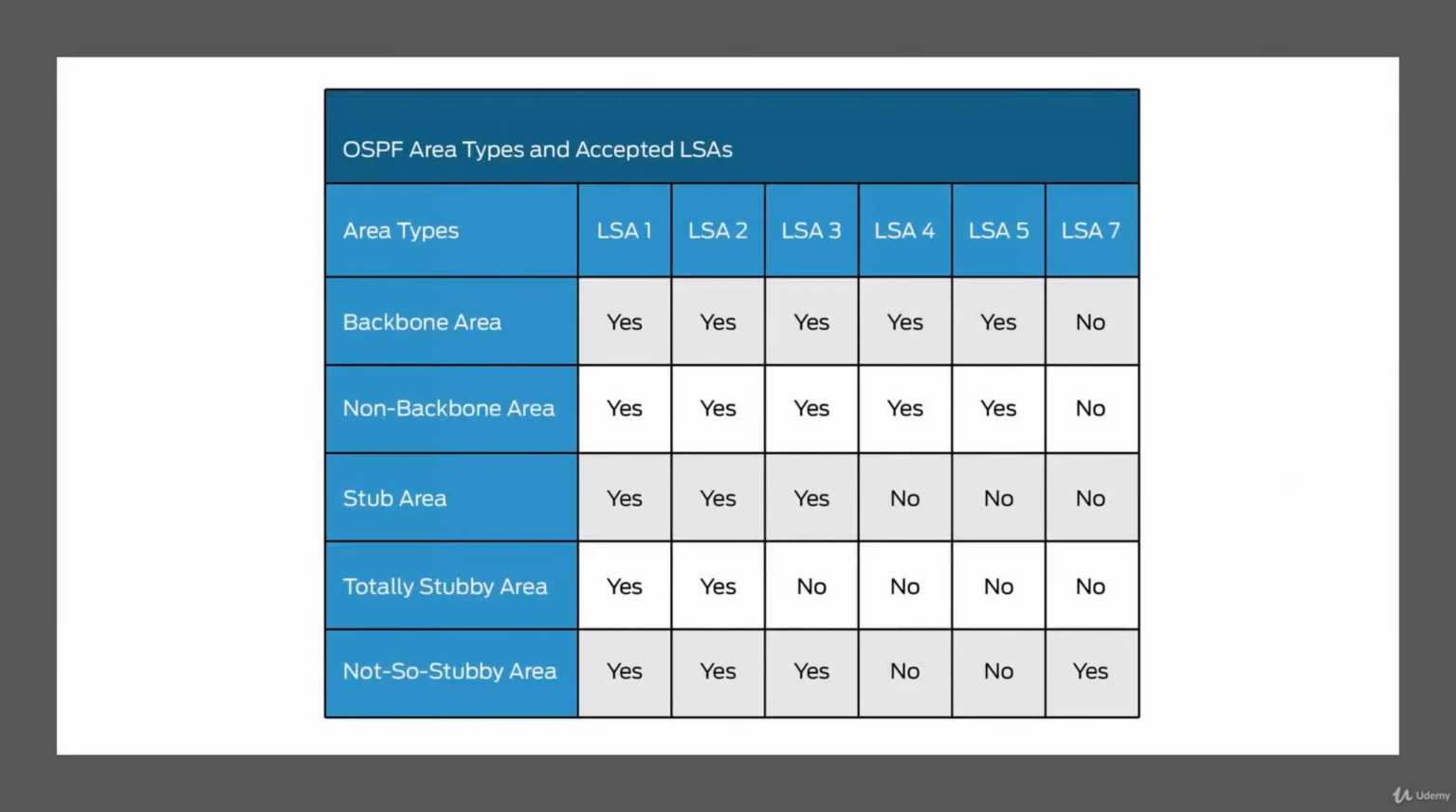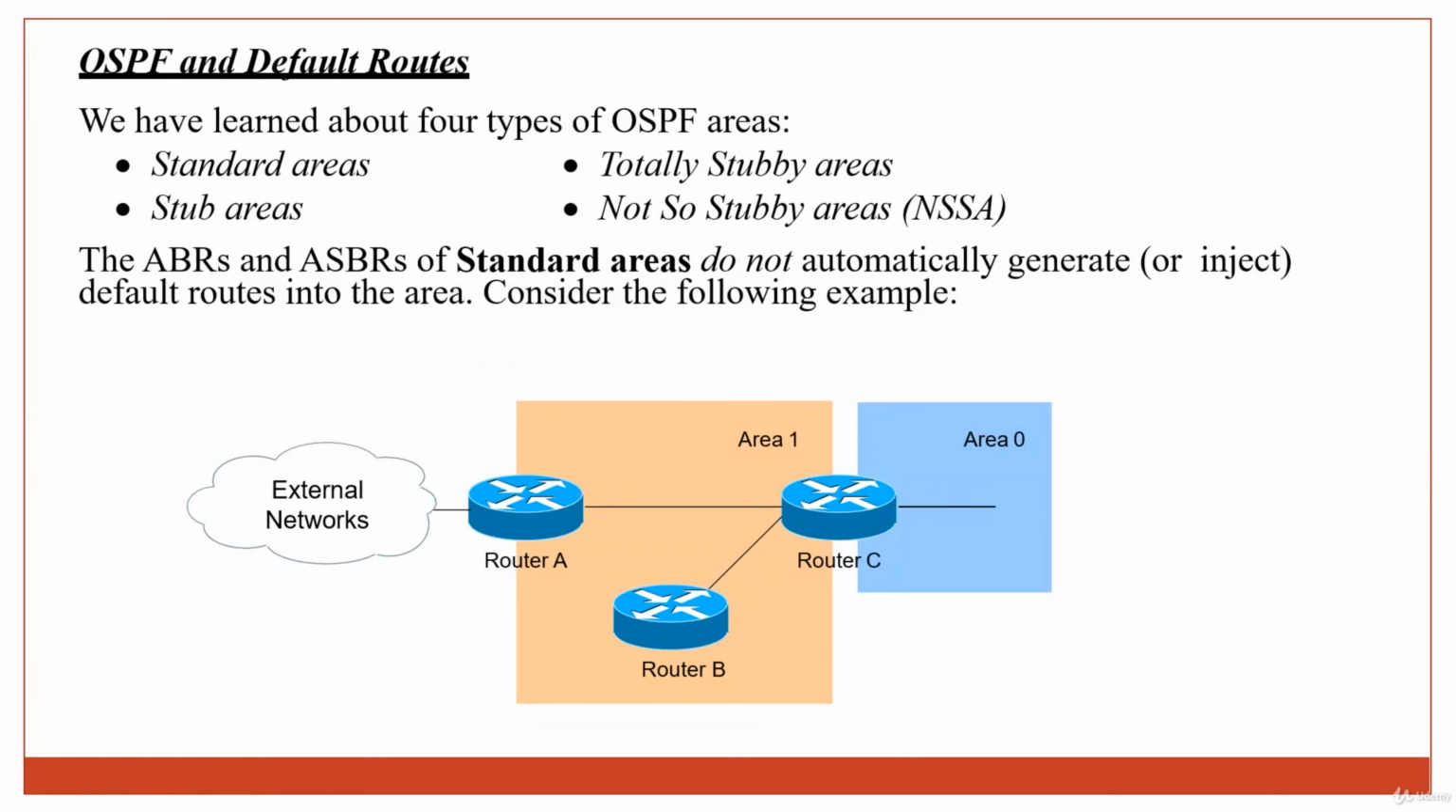And here we have the summary just for your reference. Now the next topic we have is OSPF and its relation with default routes. We know that when we are generating to a stub area and totally stubby area, at that time the OSPF process generates the default route. But in case of ABR and ASBR inside a standard area, we don't have a default route. Now suppose you are sending LSA type 3 from router C, and you are expecting that you are getting, say, LSA type 5 from router 1.